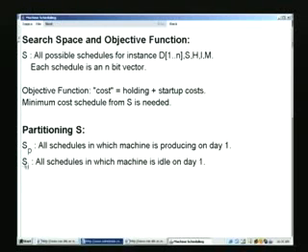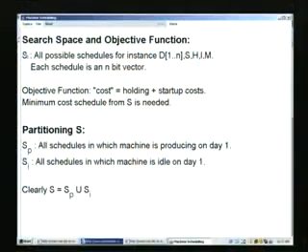In subspace S sub I, we will put all schedules in which the machine is idle on day 1. Now this union this is S, in the sense that in every element of S, either the machine is producing on the first day or it is idle on the first day, and therefore this is equal to this union this. So we have partitioned S. And so the next question is, how do you search each of these subspaces?